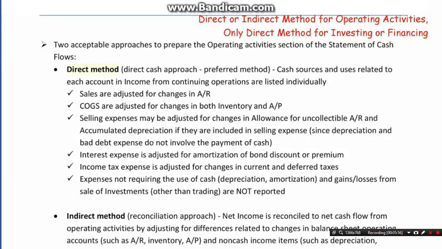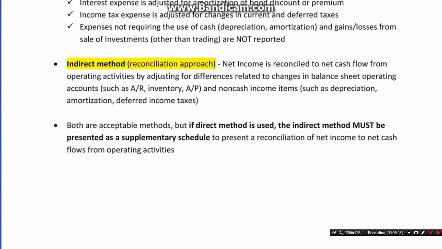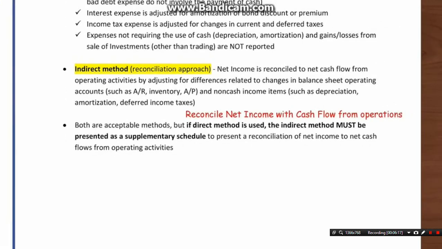Highlight direct method. So here you list down all the sources and uses of cash. Now the next one, highlight indirect method, which is a reconciliation approach. Now this is allowed only for the operating activity section, where you reconcile net income with cash flow from operations.